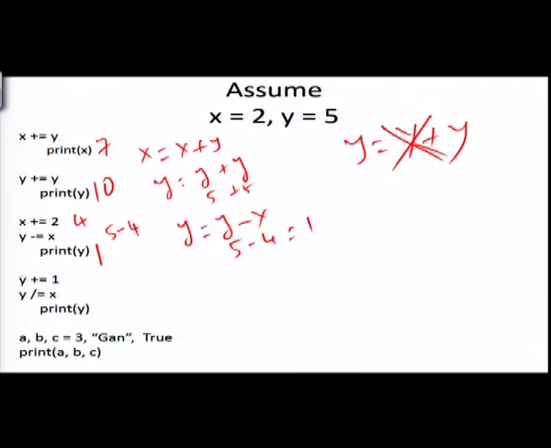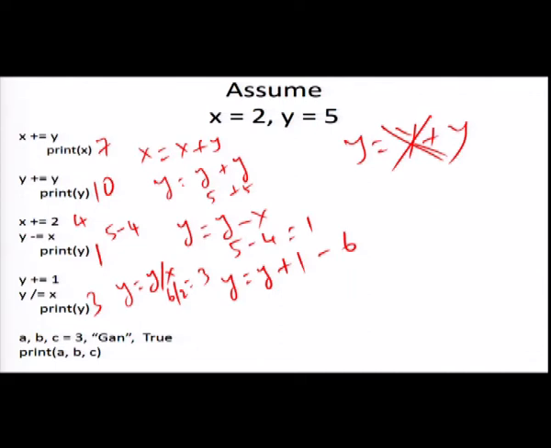Now y plus equal to 1. What is the value of y here? It is 5. y equal to y plus 1. Then it becomes 5 plus 1 is 6. y by equal to x. What does it mean? y equal to y by x, which is nothing but 6 by 2. What is 6 by 2? It is 3. So the answer of print y is 3.